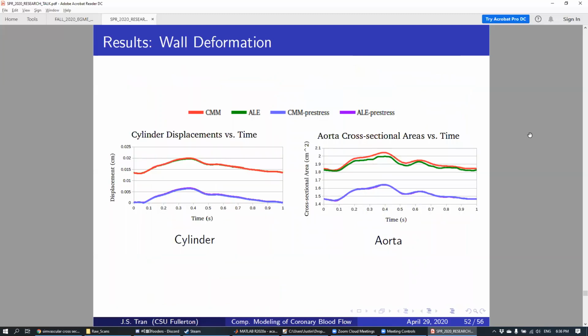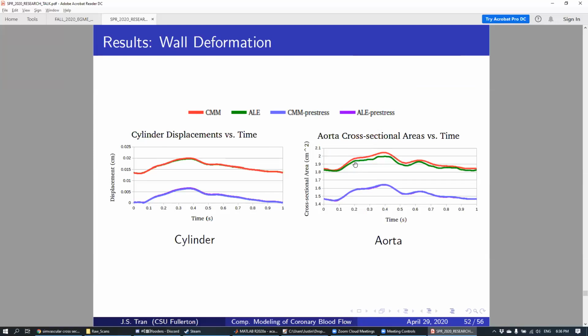Okay. And so the next thing that we can look at is the wall deformation. This is basically a measure of how much the wall itself was deforming in our simulations, right? And so you can see here we see the same trends. When we apply the pre-stress, which we show in blue and purple, we get a much lower amount of deformation than if we neglect the pre-stress.